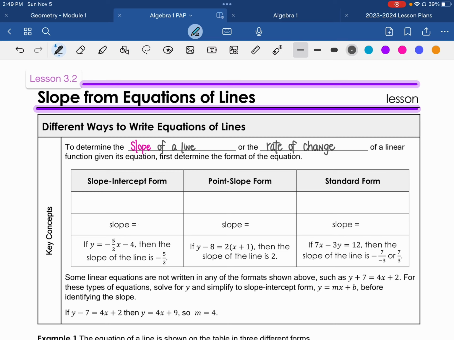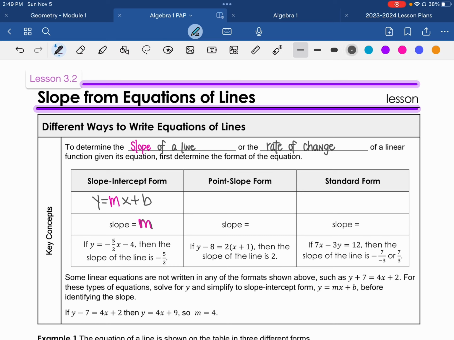We are going to talk about three formats today. The slope-intercept form, which is y equals mx plus b, where my slope is the variable m. Notice that m, my slope, is right here next to my variable x.